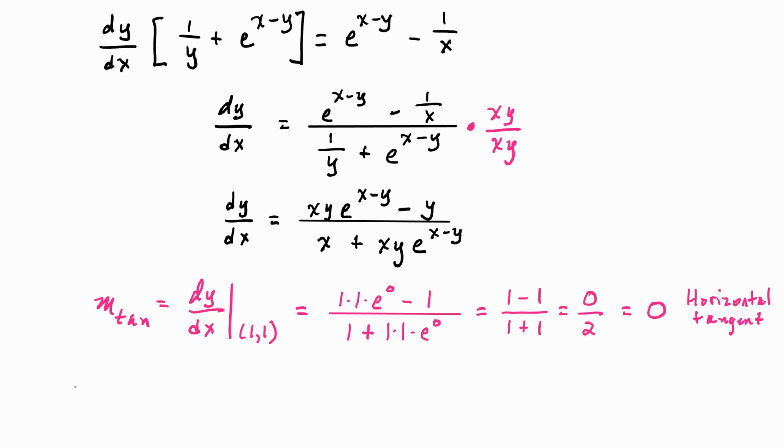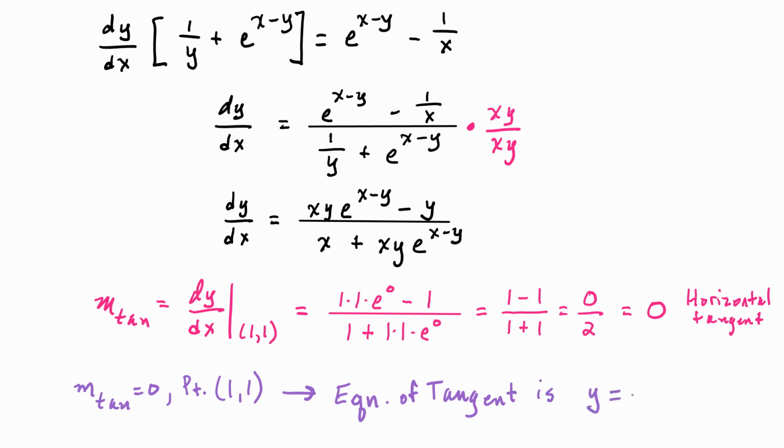So now we know the slope of our tangent line is equal to 0. We know our point is (1, 1). So that means the equation of our tangent line is just y equals 1. The equation of a horizontal line always looks in this form: y equals whatever the y value is.